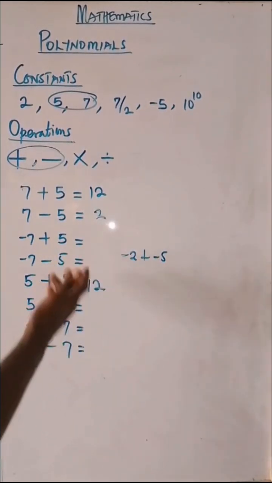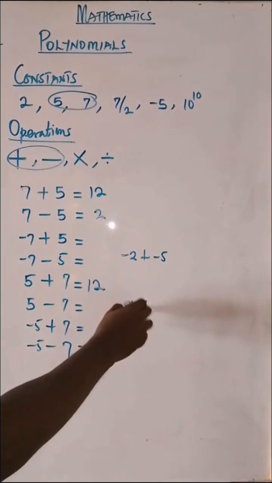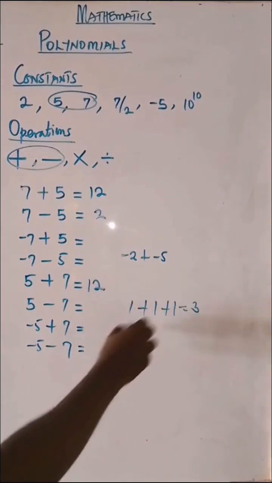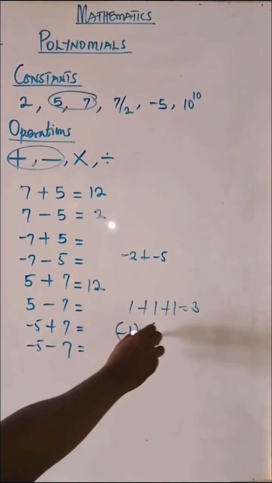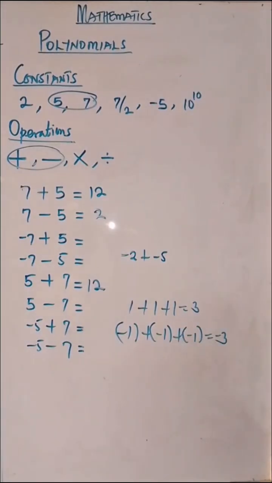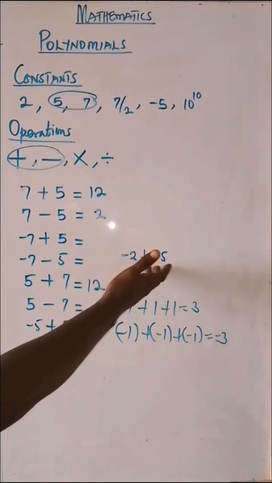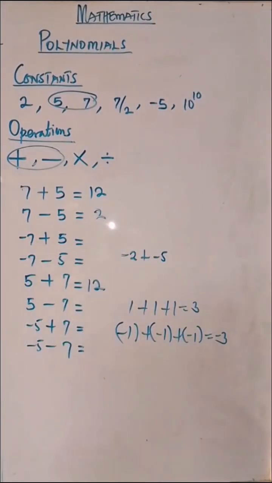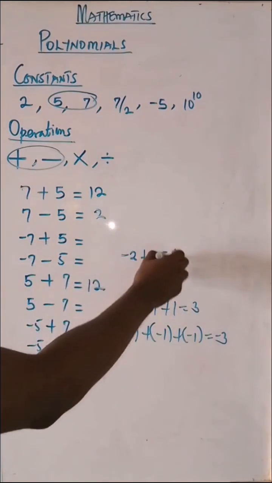Why? If we can add 1 plus 1 plus 1, 2 plus 3, we can also add minus 1 plus minus 1 plus minus 1, which is also minus 3. So minus 7 actually means what? We can add minus 1 minus 5 to give us minus 7. Why am I doing that? Because here I have 5.